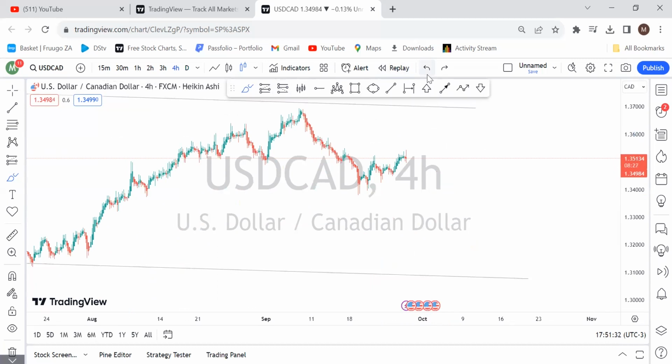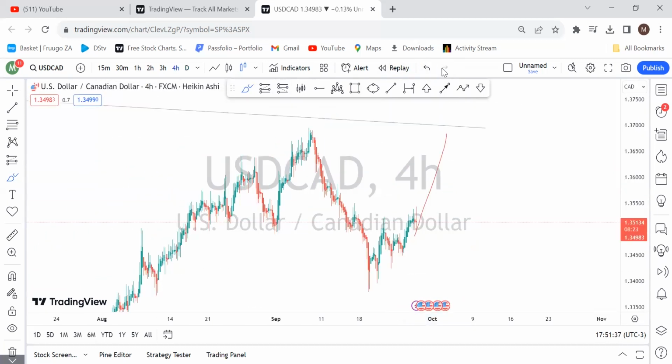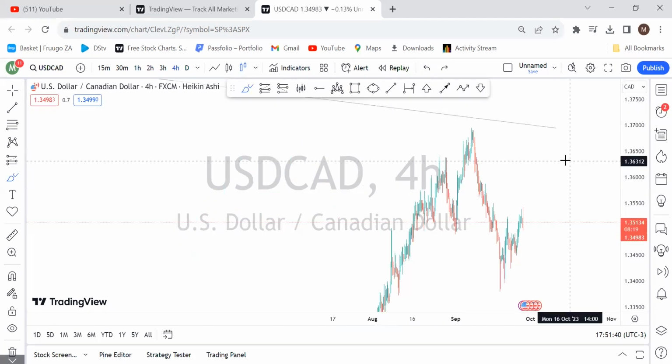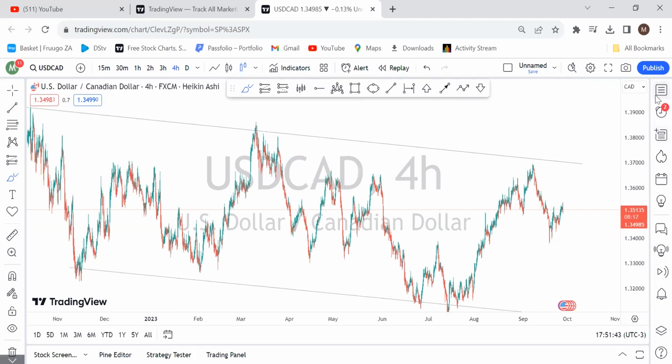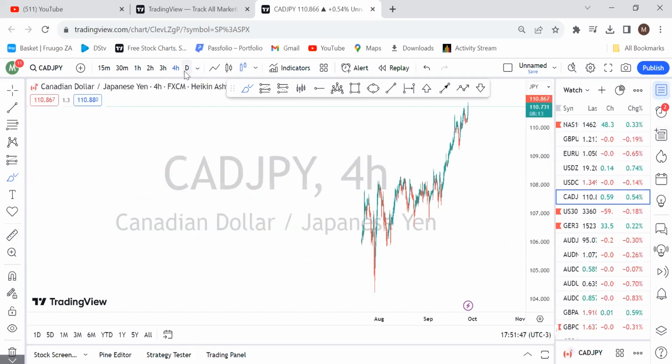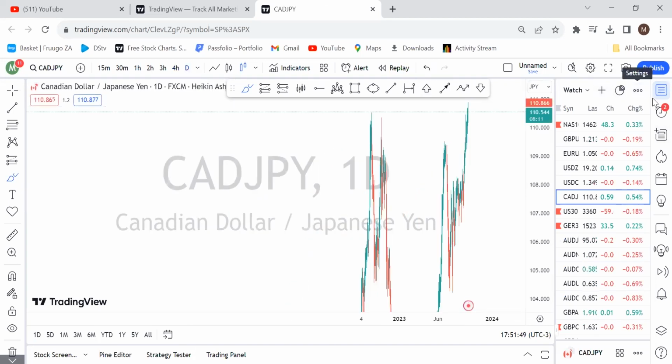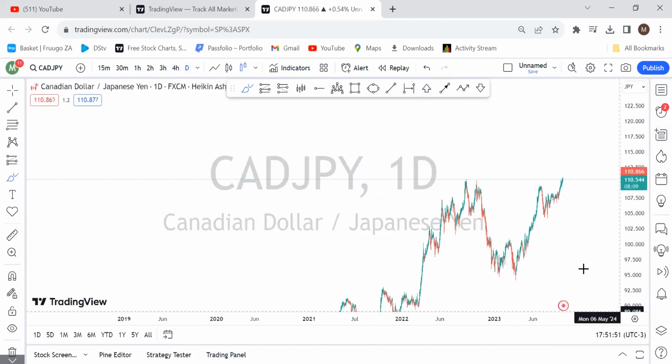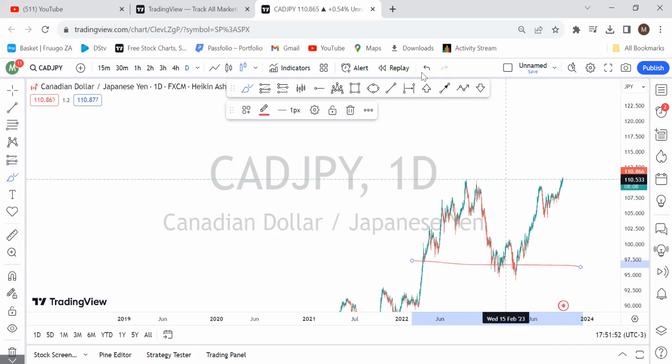Okay, hold on, let me just take a screenshot. It's fine. So with this one, it's just a matter of waiting. Really nothing interesting. Okay, let's move on with CAD JPY in the daily time frame. Sorry about that.